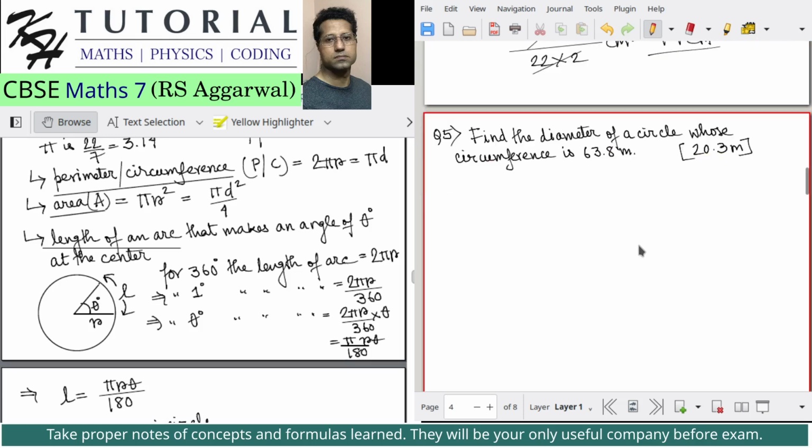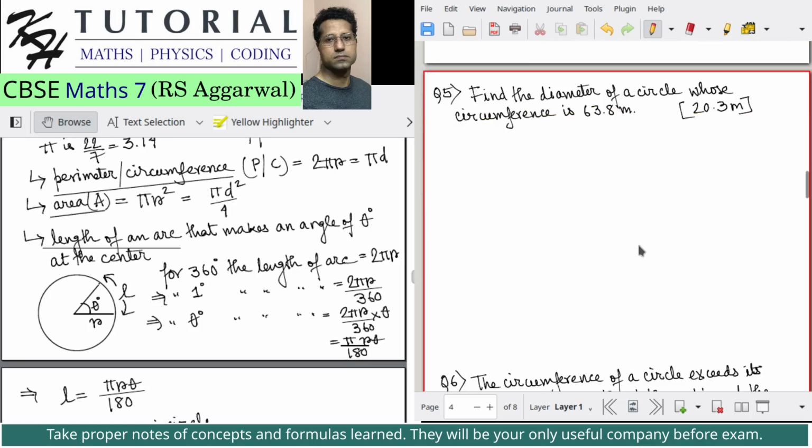Next question, question number 5. Find the diameter of a circle whose circumference is 63.8 meter. Now you know that from a circumference you can easily find r, but then to find the diameter you have to again multiply by 2. So instead of that we will directly use the formula which relates circumference and diameter. We know circumference is equal to pi d, where d is the diameter. So diameter d is equal to C by pi.